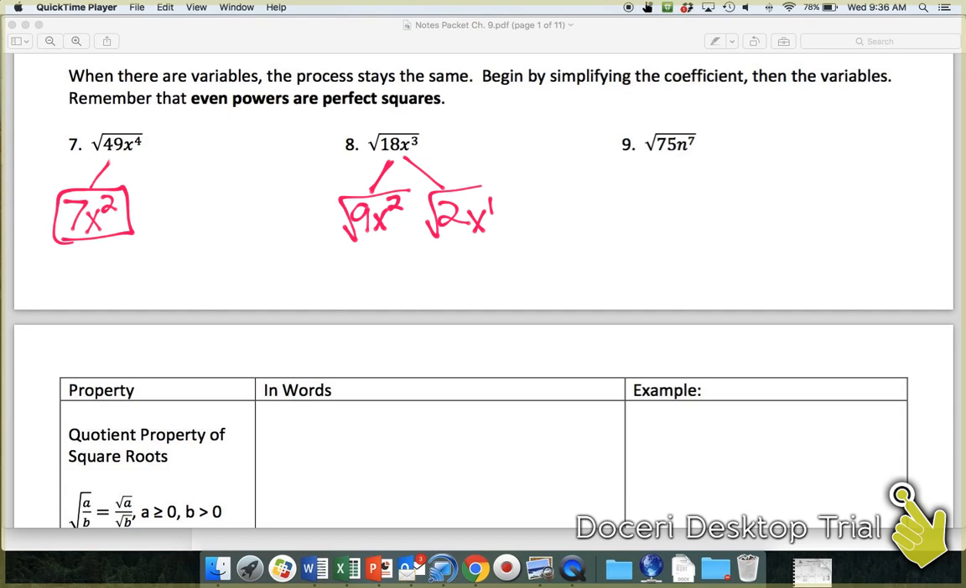Okay? So now we do the square root. The square root of 9 is what? So 3. Divide x2 by 2. So x1, right? And then over here, we're left with 2x, because that's all that's left. It stays in. So the non-perfect square always stays in the radical, because you can't square root it. You can't square root 2, and you can't square root x1, because it's not an even number. Does that kind of make sense?